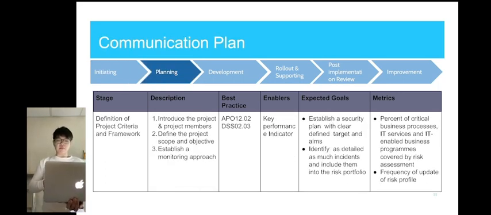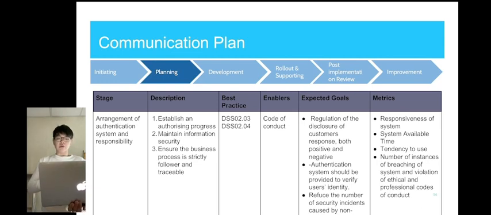Second, before the development of the project, we would like to do some planning first to define the project criteria and framework by establishing a security plan with clear targets and aims, to identify as many incidents as possible and include them in the risk portfolio. Second, to arrange the authentication system and responsibility. For instance, the people who are responsible for taking care of the social media platform and who hold the login key of the social media account, for example, Facebook or Instagram.